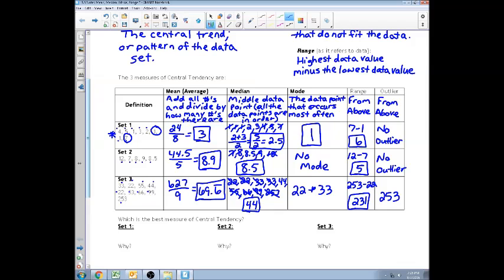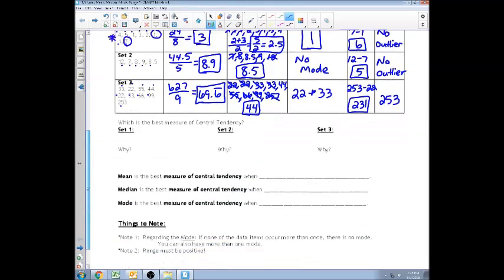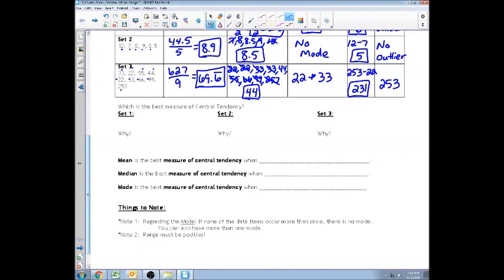Let's figure out what the best measure of central tendency is now. For set 1, we have no outlier. We have no outlier for set 1. That is important. Usually when there is no outlier, your best measure of central tendency will be the mean. The reason why is that the mean takes numerical value into account.